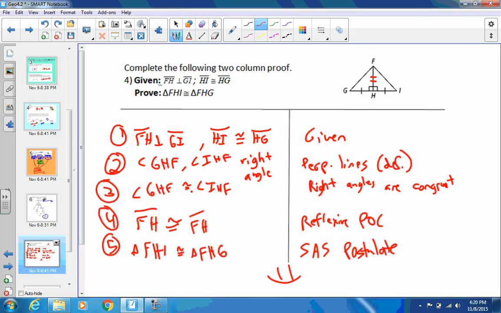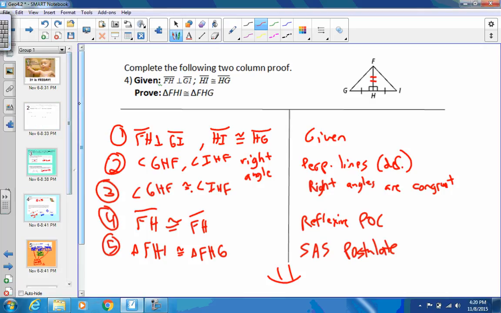Some of these proofs are longer than these, but what you're doing is looking for a way to prove that the triangles are congruent. So far we only have those two ways, side side side and side angle side. We're going to add some more ways to prove triangles are congruent, but for right now, that's what we're looking at.